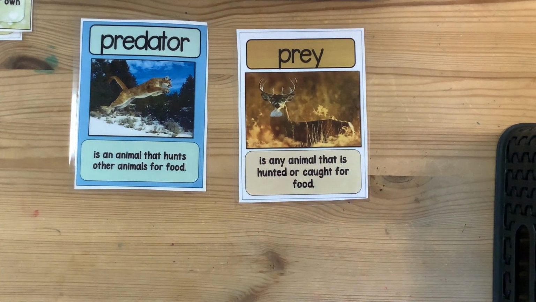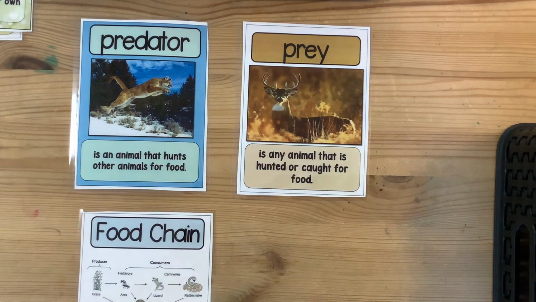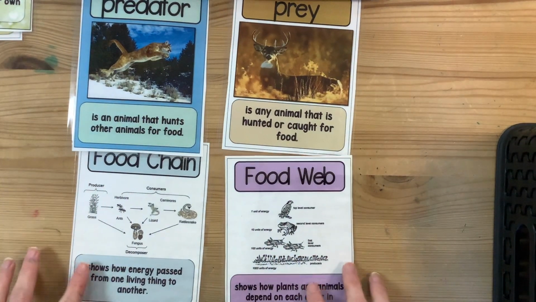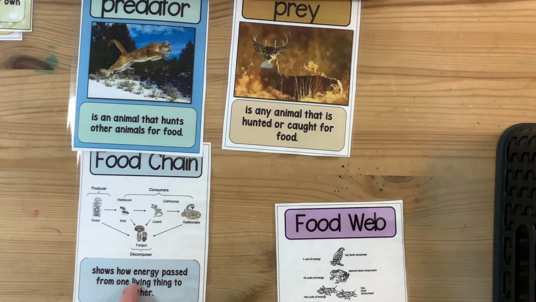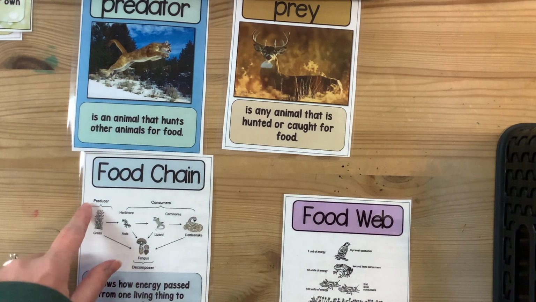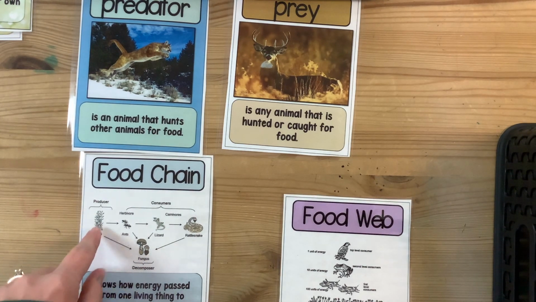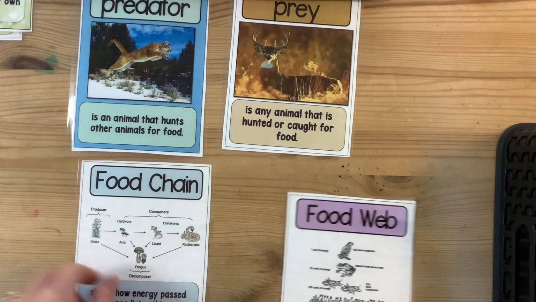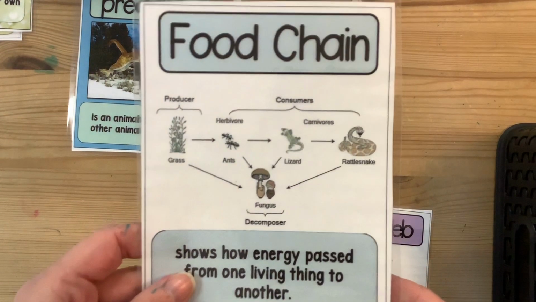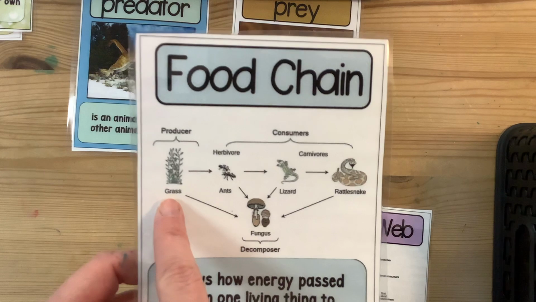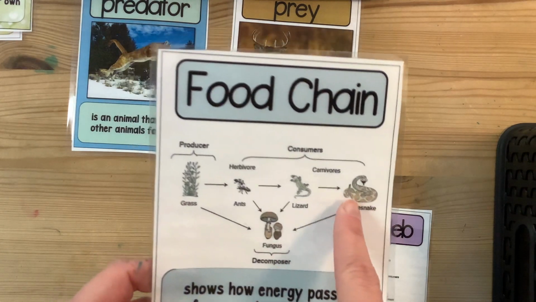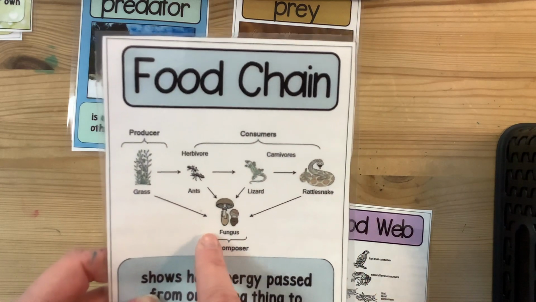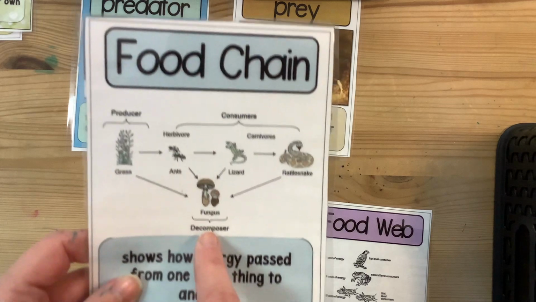Today we're going to start putting these animals together into food chains and food webs. So a food chain shows how energy is passed from one living thing to another. So it shows how the energy goes from the grass to the ants to the lizard to the rattlesnake to the fungus, which is a decomposer. So this one is really interesting. The ants eat the grass, the lizards eat the ants, and the rattlesnake eats the lizard. But when all of these things die, the fungus, or like this mushroom here, decomposes it.